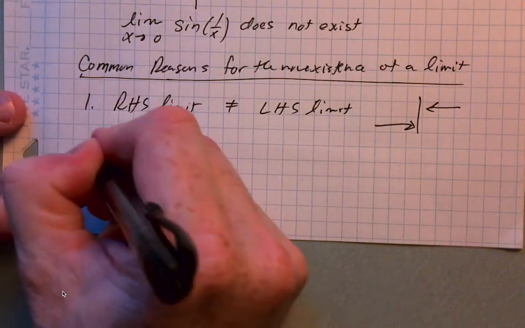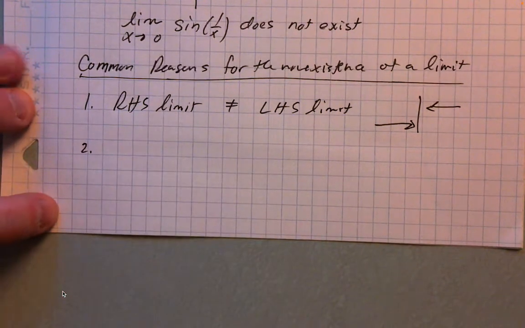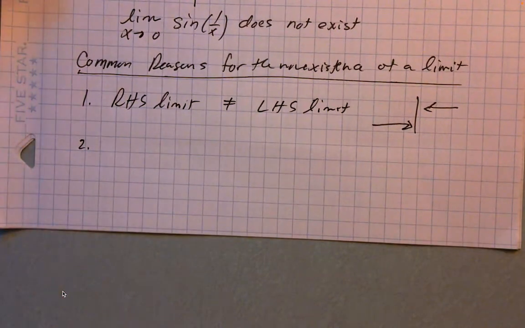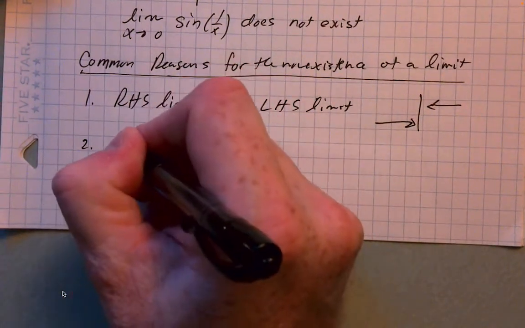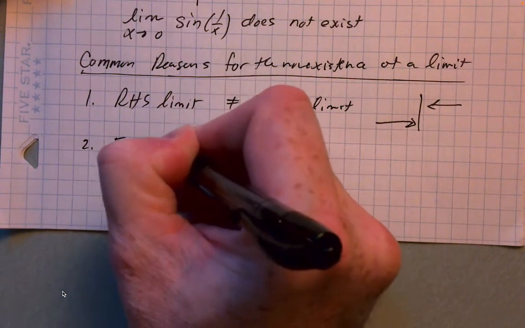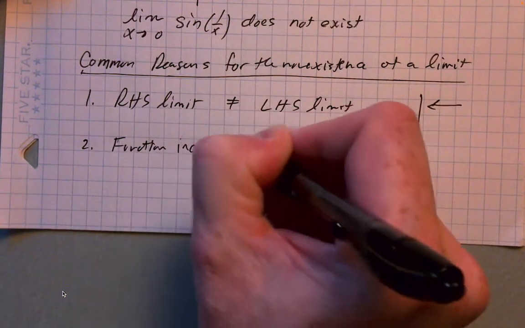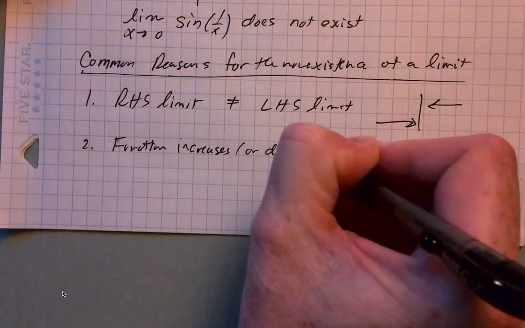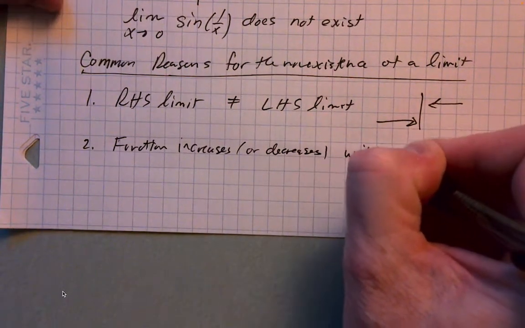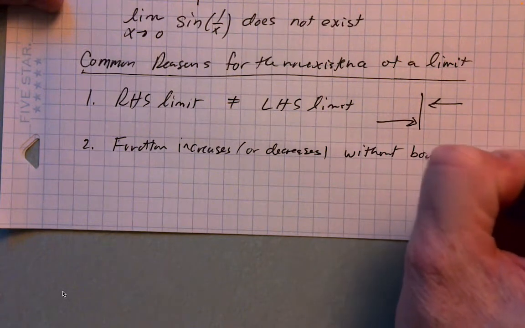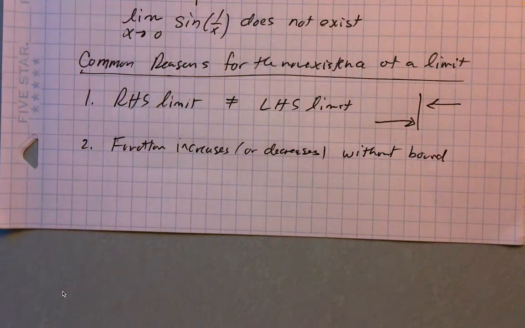The second big reason is that the function could potentially increase or decrease, of course, without bound. And that's just a fancy way of saying, look, the function heads off to infinity, or conversely negative infinity, right? And for that reason, we would say that the limit is not a real number, and technically you can't be a limit if you're not a real number. So that's the other one.